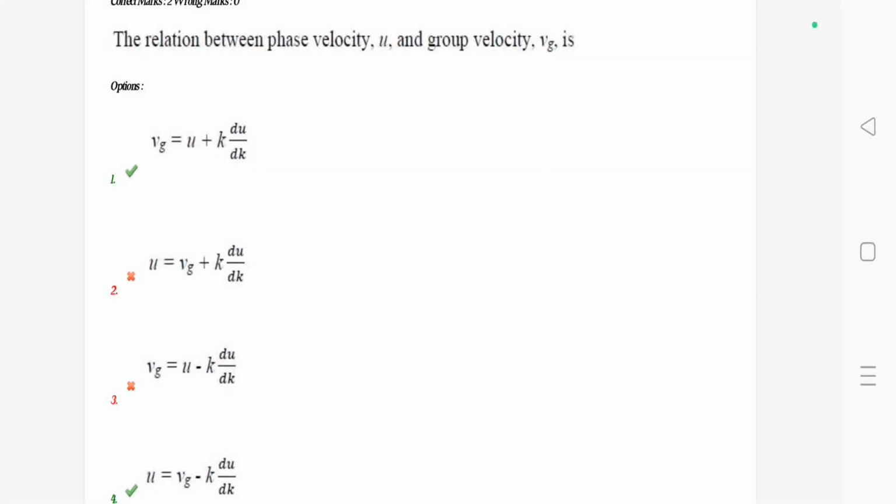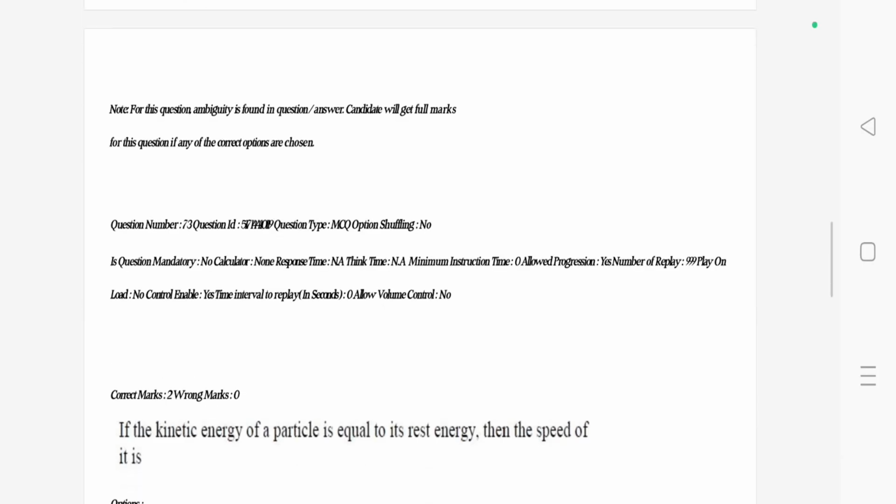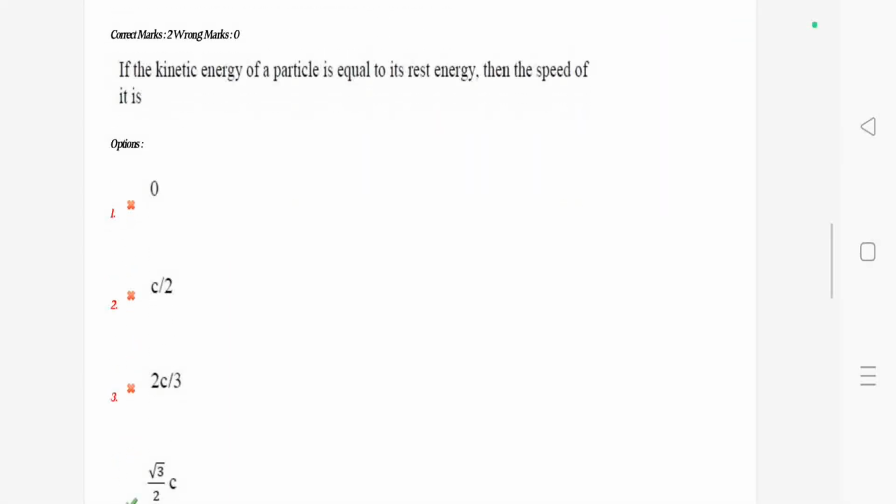Next question. Relation between phase velocity u, group velocity vg: vg equal to u plus k du by dk. Next question, 73rd one. This I explained in the attached video. If the kinetic energy of particle is equal to its rest energy, then the speed of it is root 3 by 2 c.